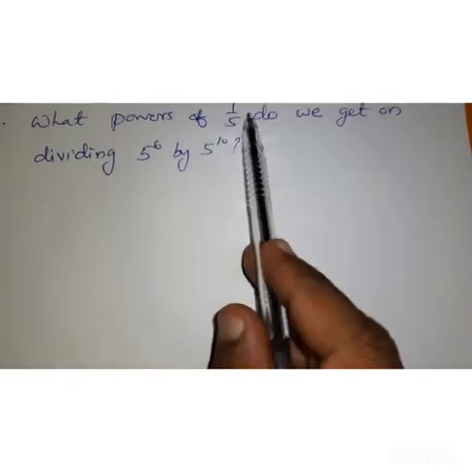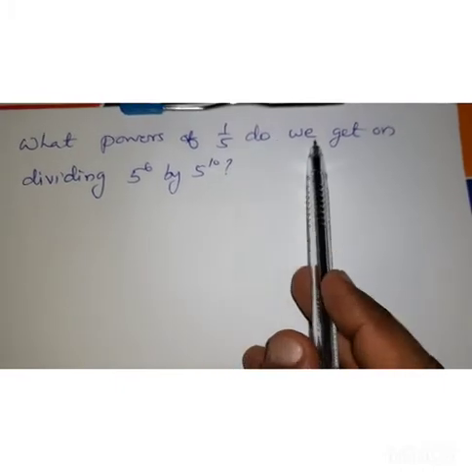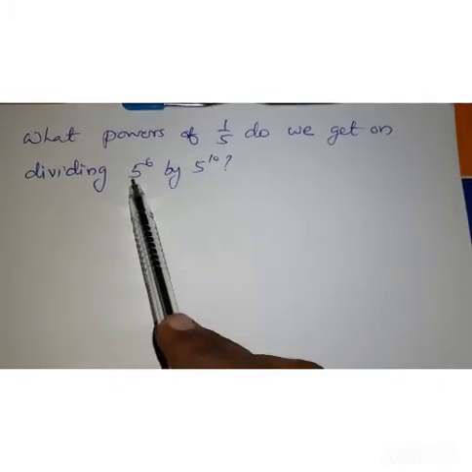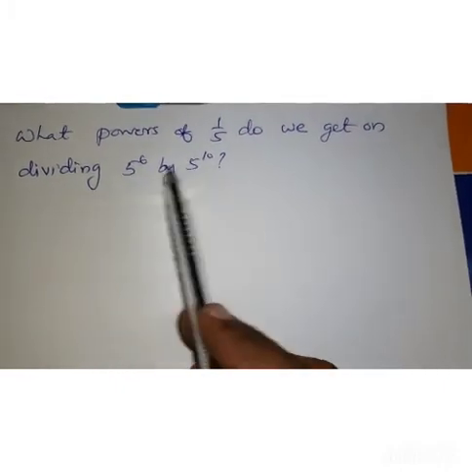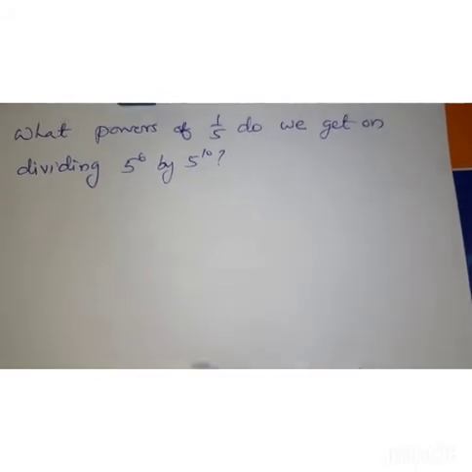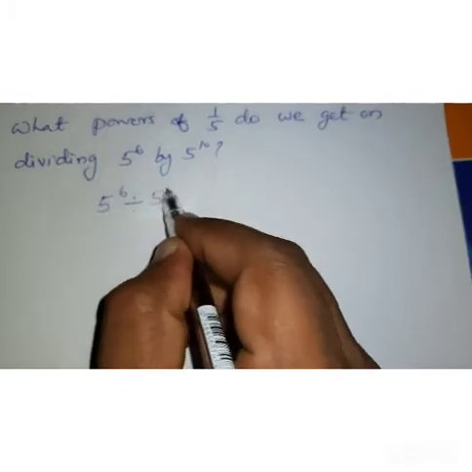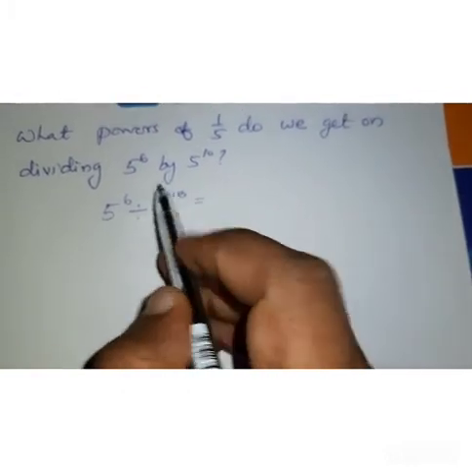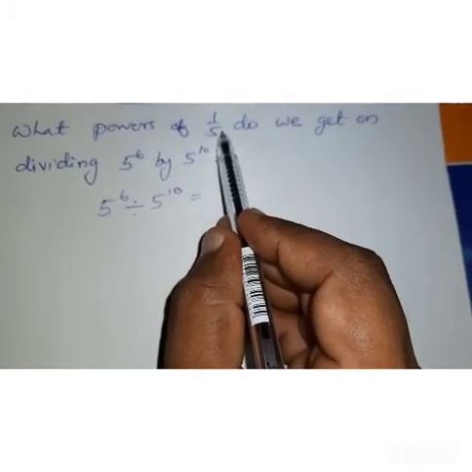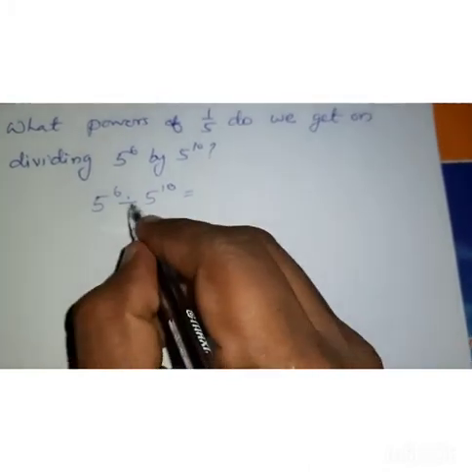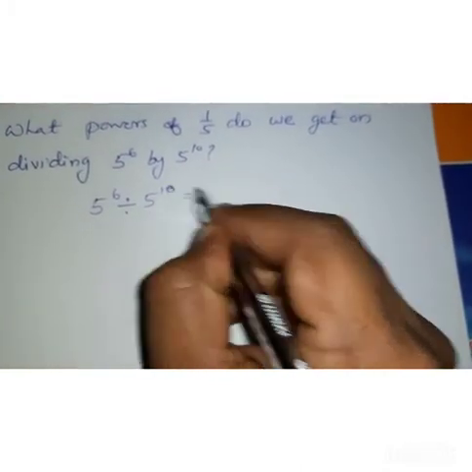What power of 1 by 5 do we get on dividing 5 raised to 6 by 5 raised to 10? 5 raised to 6 divided by 5 raised to 10. What is the power you are getting as 1 by 5? So do this one, 5 raised to 6 by 5 raised to 10.